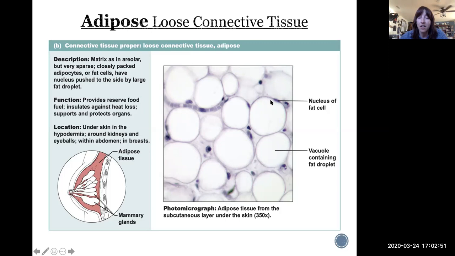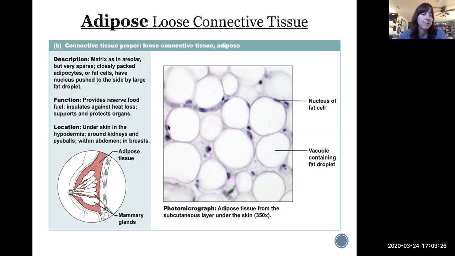So these provide fuel, right? Because we know that lipids provide long-term fuel storage as very large macromolecules. Adipose loose connective tissue insulates against heat loss, of course, right? Keeps us warm. And it also supports and protects organs, right? So you also have a fat layer around your organs that helps to protect them and provide fuel, that food source.